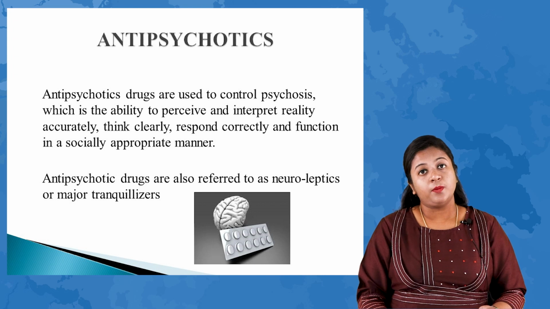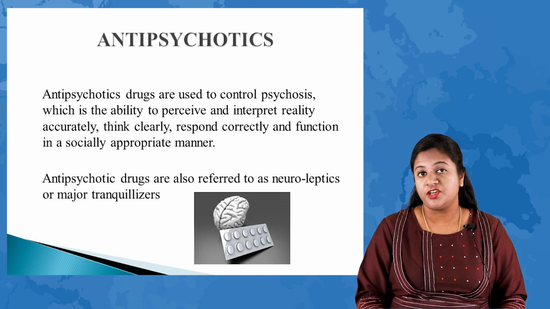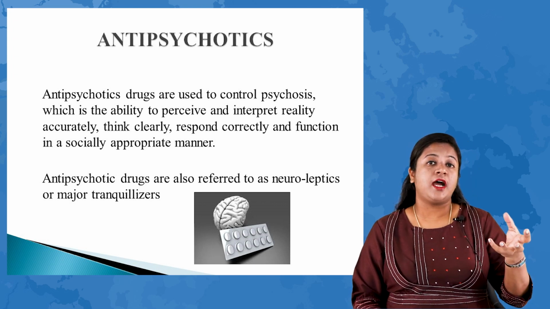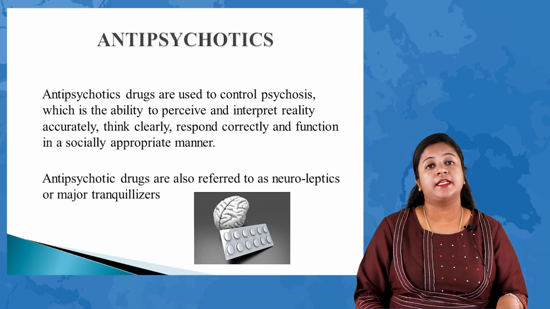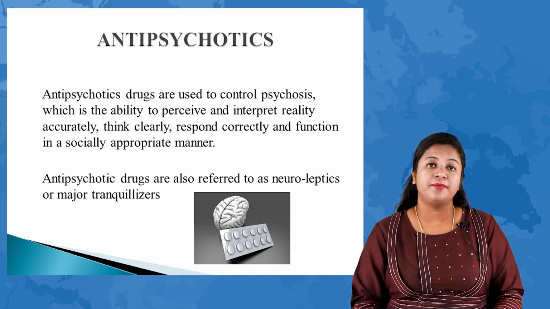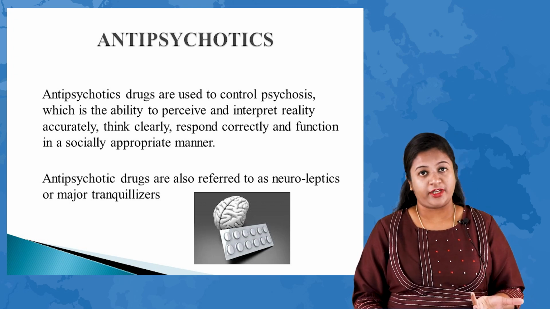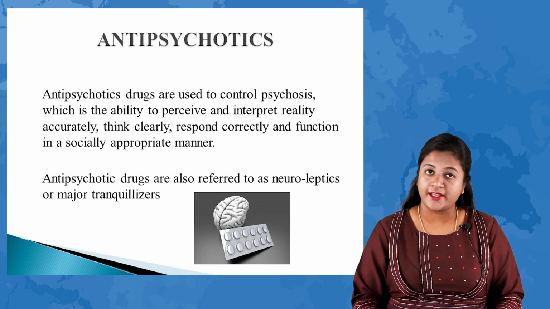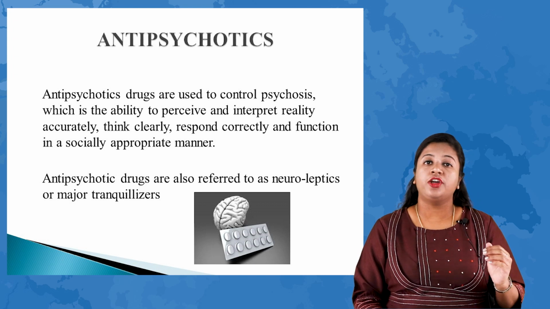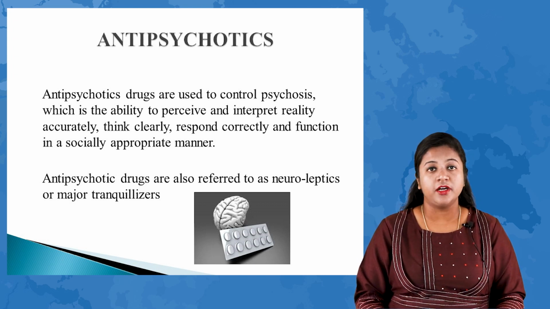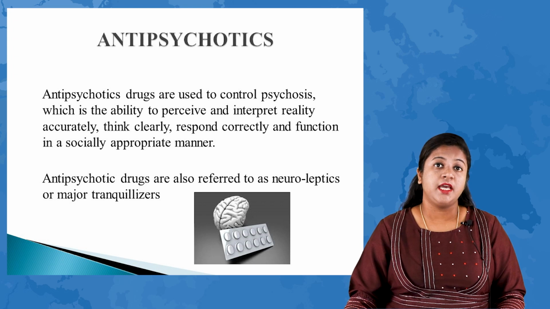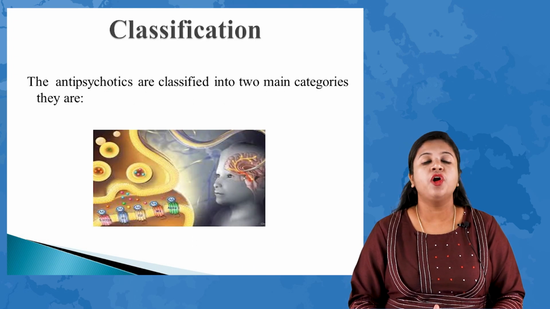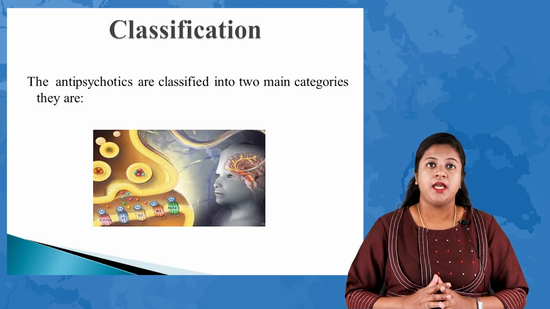Antipsychotic drugs are otherwise called neuroleptic drugs. Why are they called neuroleptic drugs? Because when the client takes these antipsychotic drugs, they cause some neurological side effects. Other names for these antipsychotic drugs are major tranquilizers, D2 receptor blockers, or anti-schizophrenic drugs. Let us see the classification of the antipsychotic drugs.